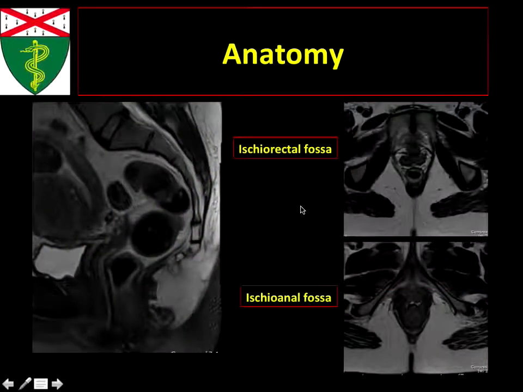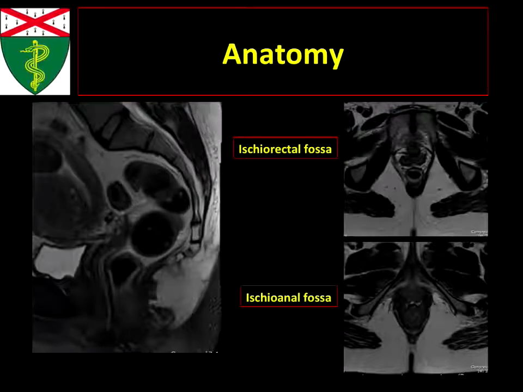Oh, you have a question. The external sphincter is a continuation of the puborectalis, and the puborectalis, along with the other two muscles, makes up the levator plate. They're a group of muscles. So in some sense, it may all be one continuation, but it's actually contiguous with the puborectalis.